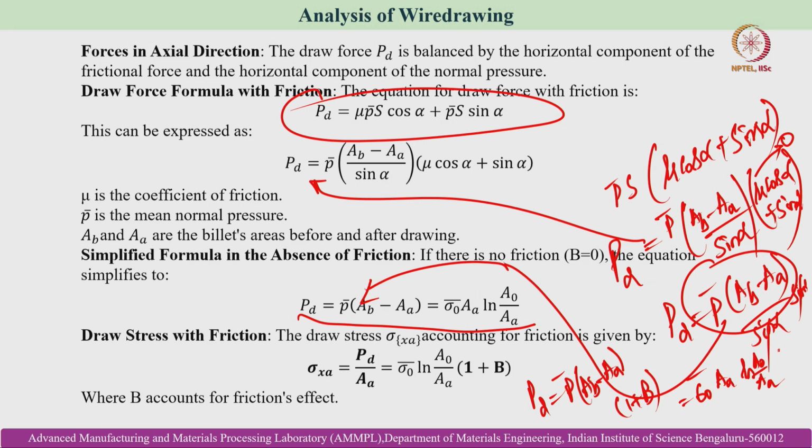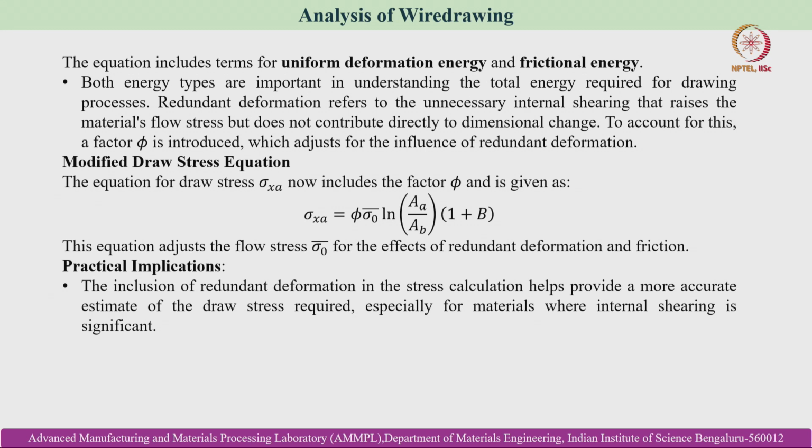into 1 plus b. Okay. So then this A gets cancelled out when we are calculating the draw stress with friction, and the resultant expression becomes sigma 0 bar into ln A 0 by A into 1 by 1 plus b. So this is the expression written over here, where b accounts for the friction's effect. So the equation includes terms for uniform deformation energy and frictional energy. Both energy types are important in understanding the total energy required for drawing processes.